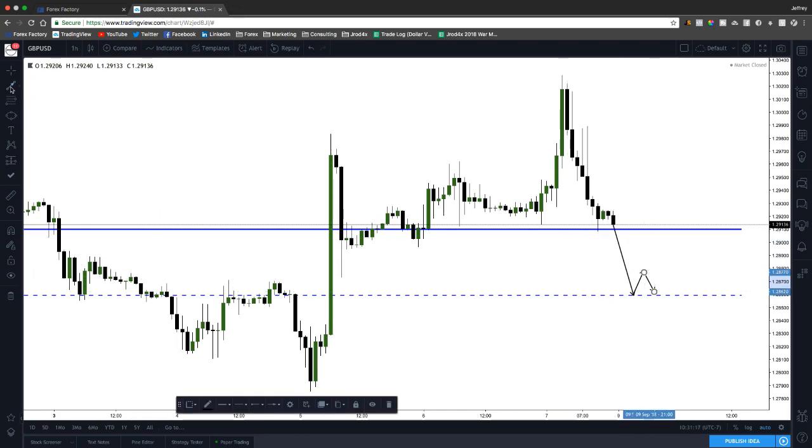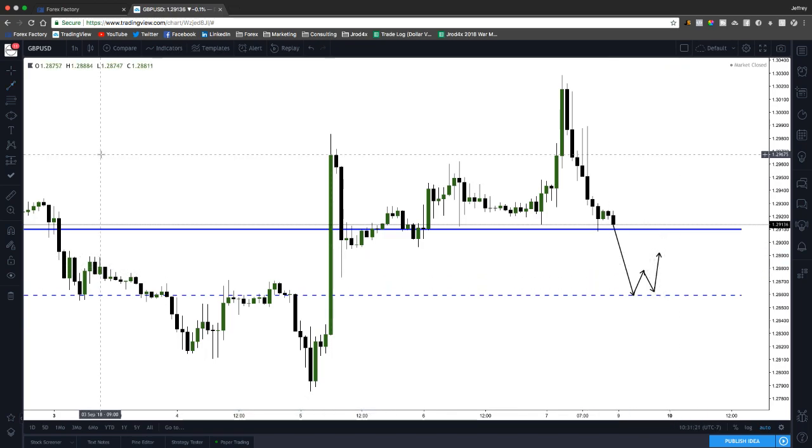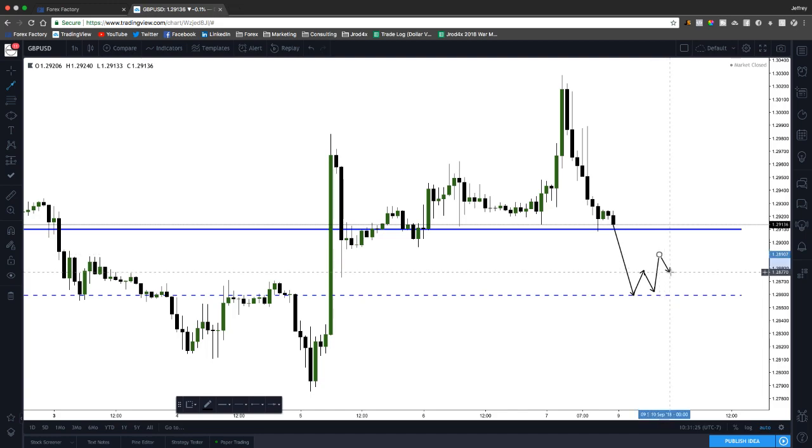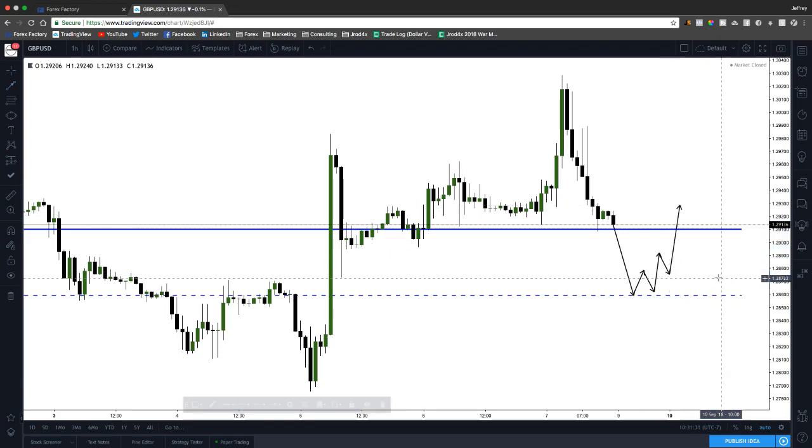form a high, come back down, form a higher low, break market structure, form a higher high, and if we get that, and it's during an optimal trading time, which would be London or New York session, I'd look to buy it at the point of this. Okay, so that's where I'd look to buy it.